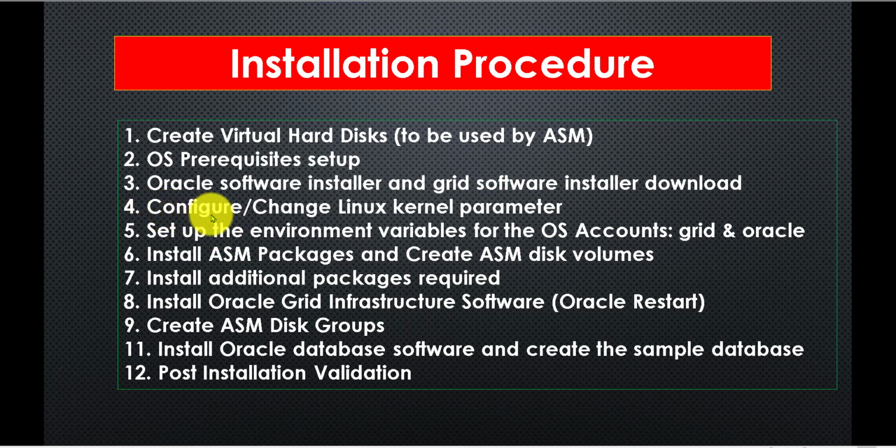In the fourth step, we will configure and change the Linux kernel parameters. In the fifth step, we will set up the environment variables for the OS accounts, that is grid and oracle. In the sixth step, we will install the ASM package and create an ASM disk volume. In the seventh step, we will install additional packages that are required by the Oracle software. Similarly, in the 8th step, we will install Oracle Grid Infrastructure software in our case called Restart. In the 9th step, we will create the ASM disk group. And finally, we will install Oracle database software and create the sample database.